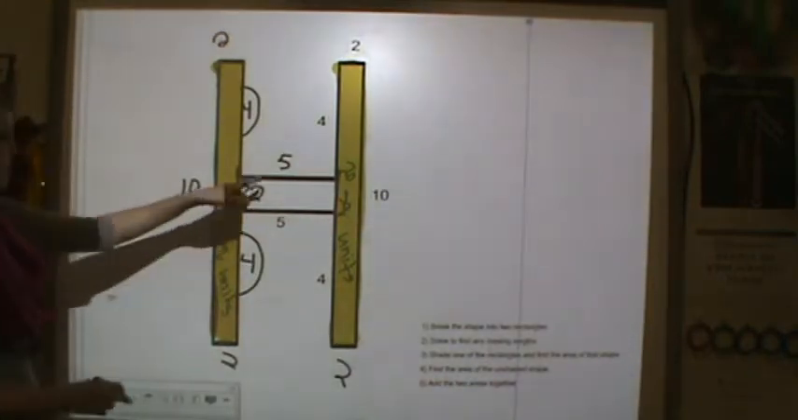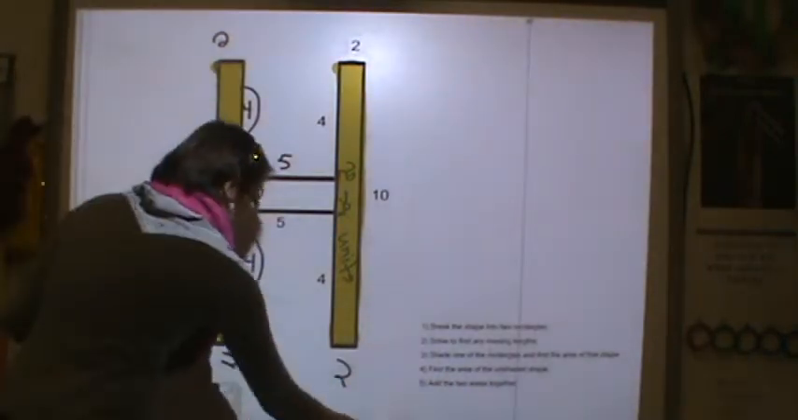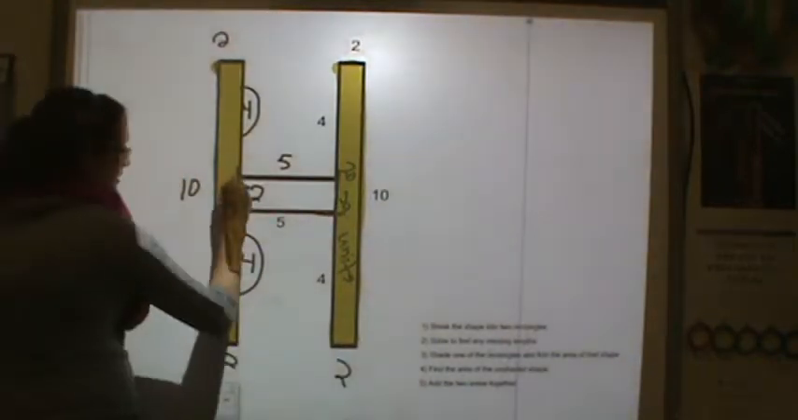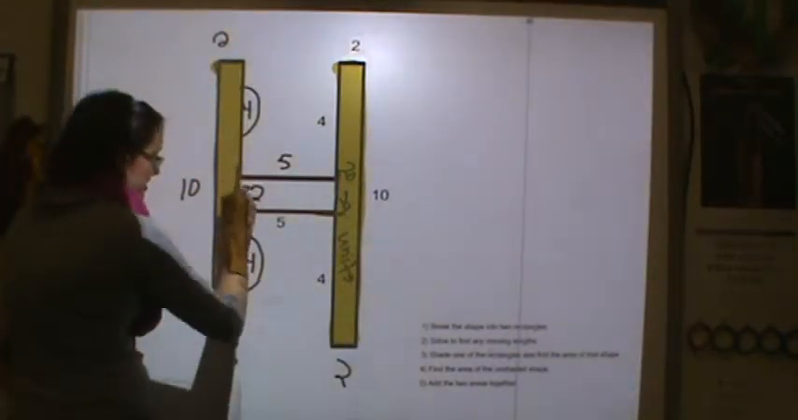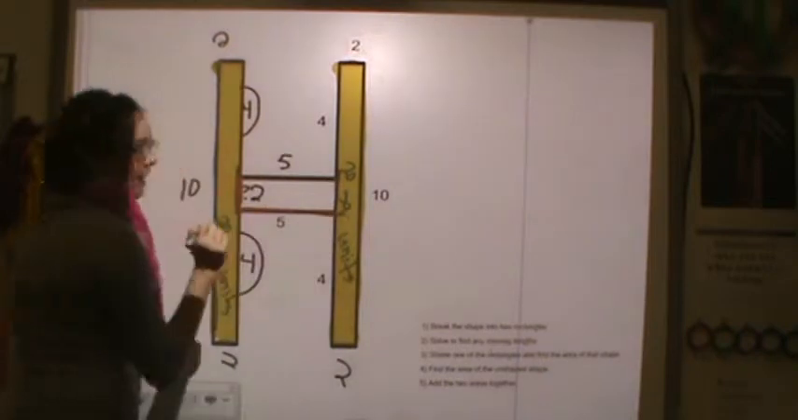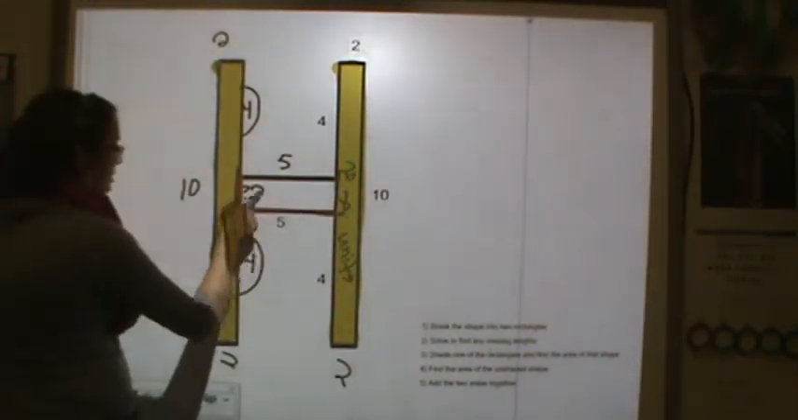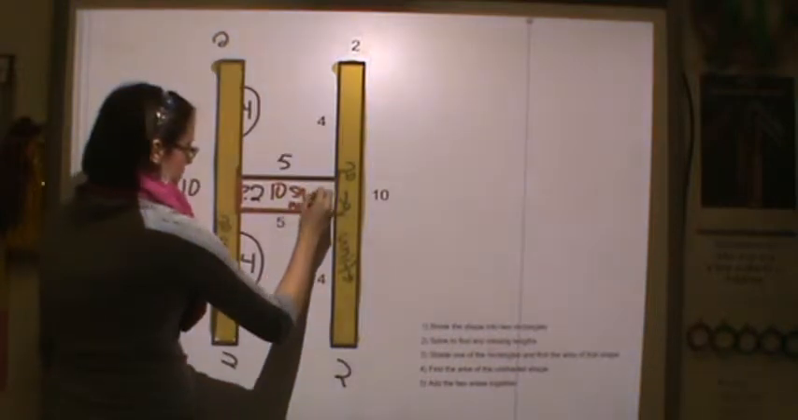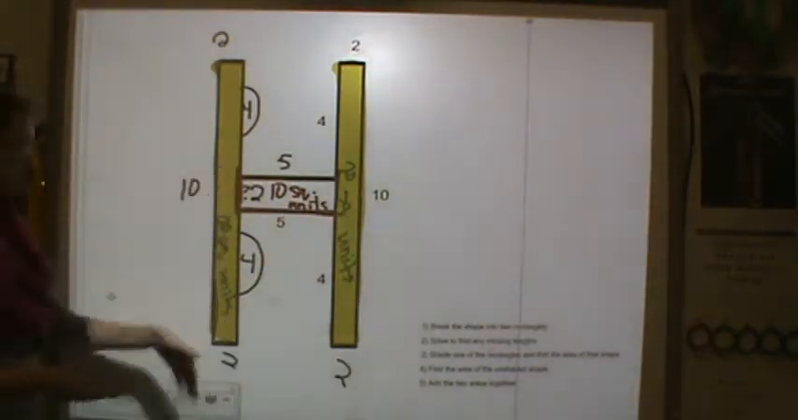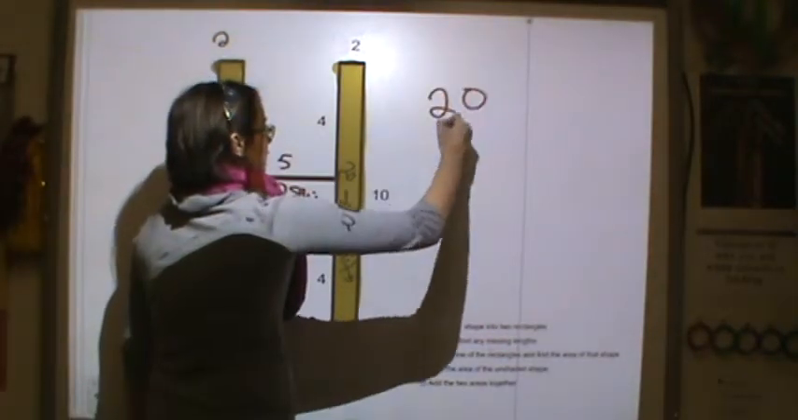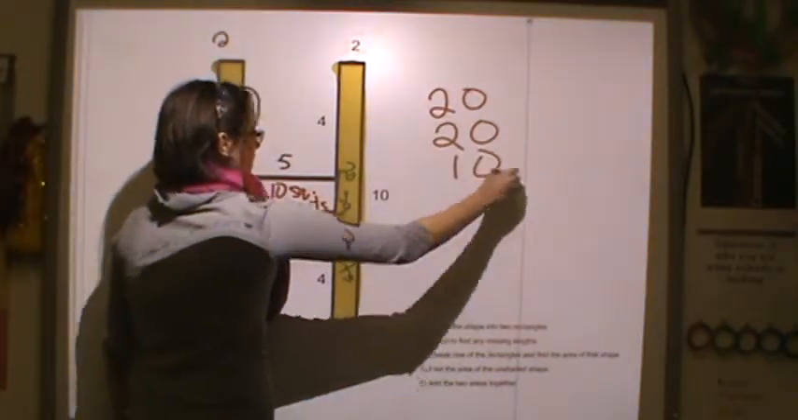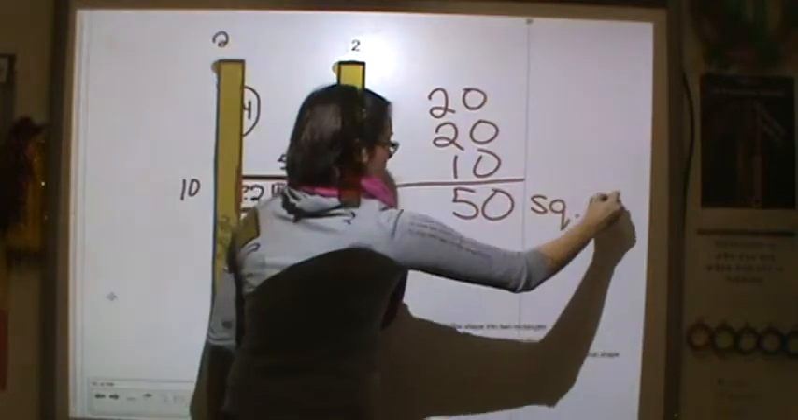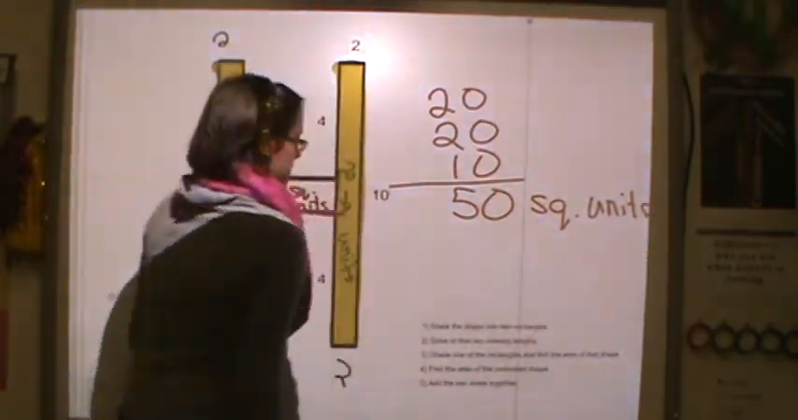All right, and then this inside piece, let's look at the length and width of that. The width is 5, the length is 2, the length is 5, sorry guys. So 5 times 2 is 10 square units. Now we just need to add all these pieces together. So I have a 20, a 20, and a 10. Altogether, that's 50 square units, because area is squared.